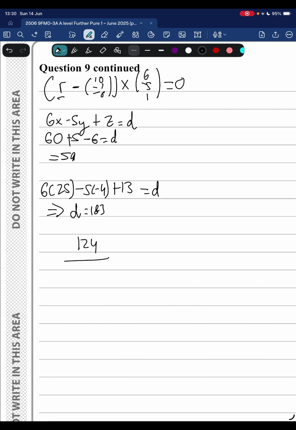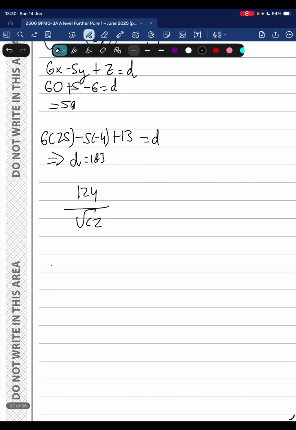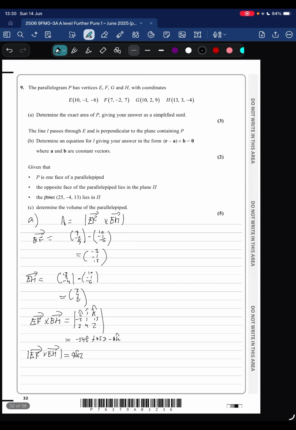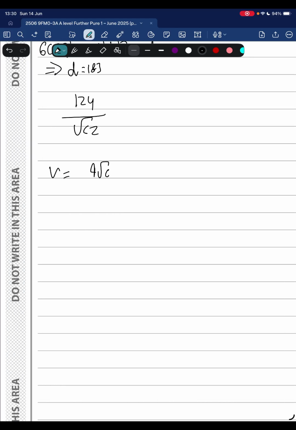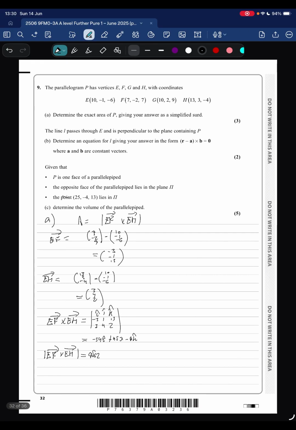And then the magnitude of the normal vector is root 62. So that means the volume is going to be 9 root 62 times 124 over root 62. And now the root 62s cancel, which is nice. So we get 1116 because these cancel. And that is our final answer. And that's the end of the paper.